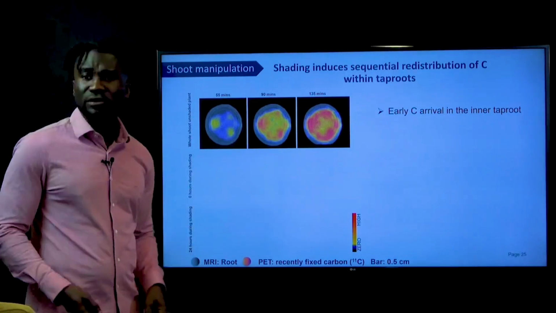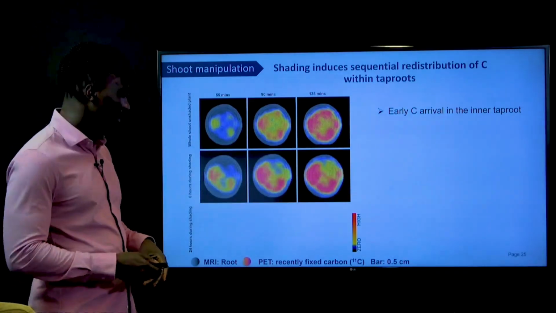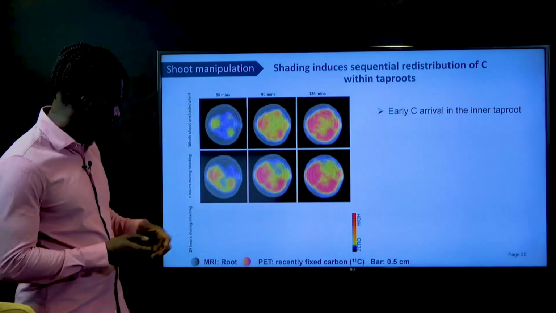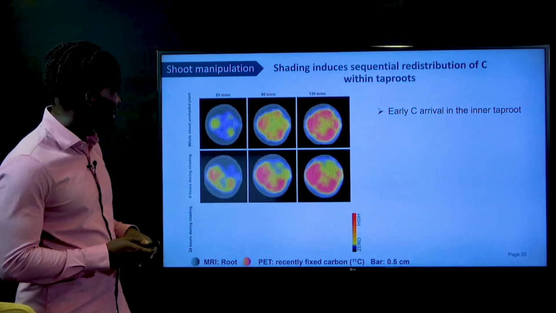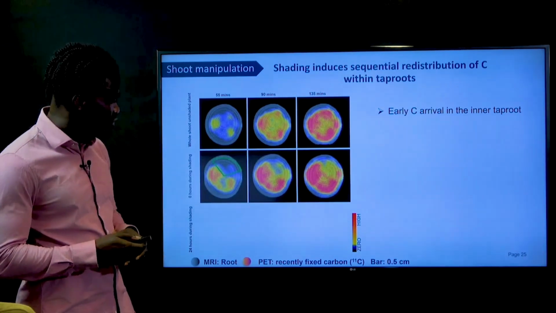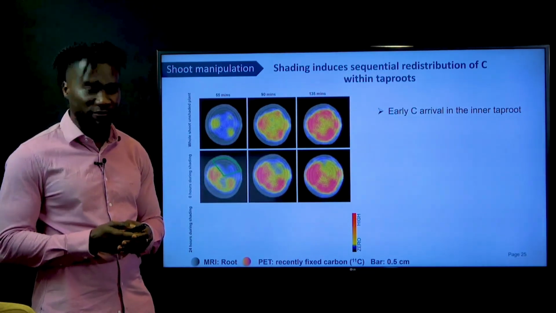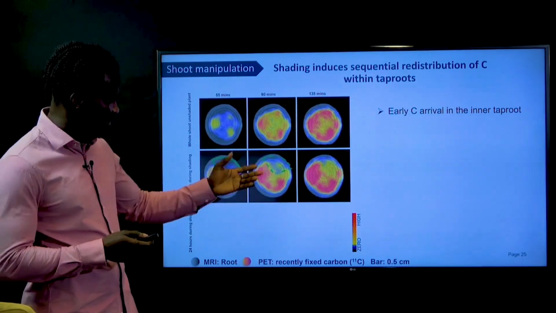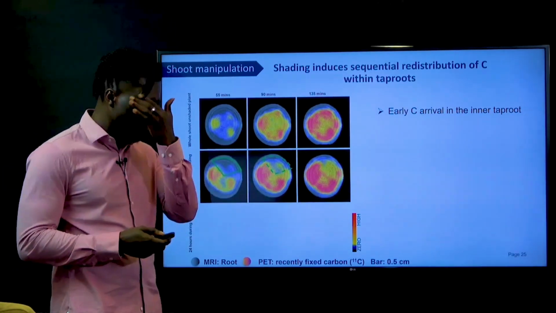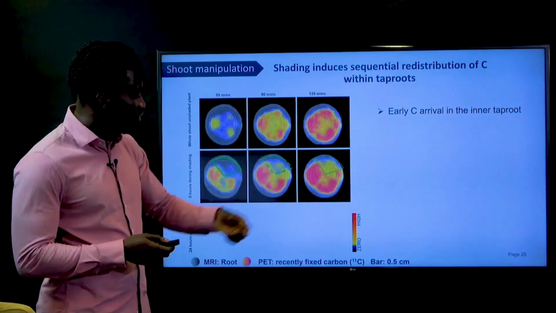But how does the distribution pattern look like for a shaded plant? And here we observe from the early minutes, around 55 minutes during the measurement, there was a striking sectoriality where a sector of the taproot was deficit of the 11C, and this pattern began to be reduced, or the sector began to receive 11C during the course of the experiment.